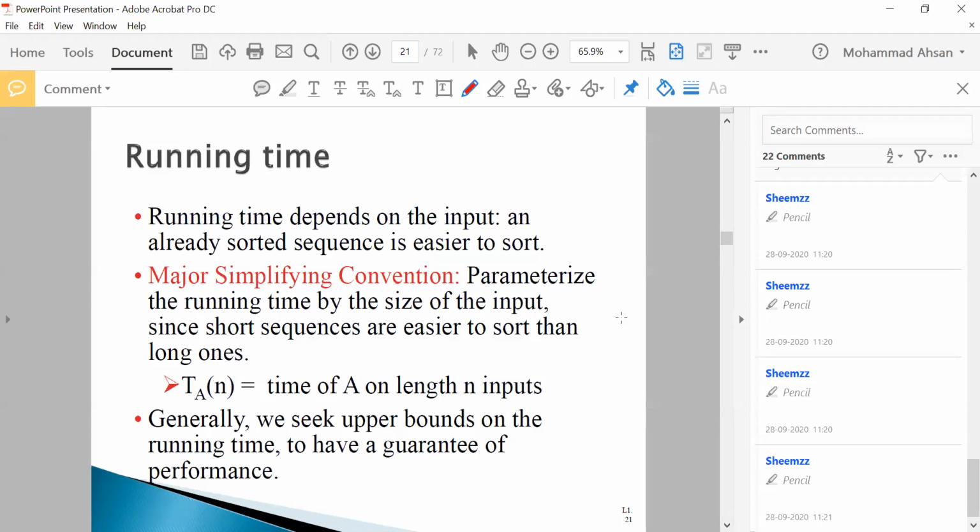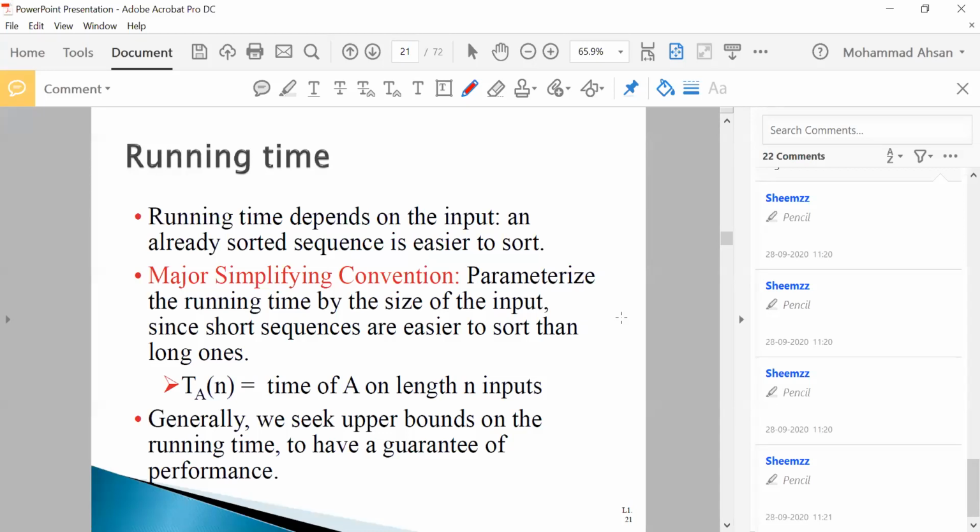So we say our runtime analysis is machine independent. Rather, we base our runtime analysis on the size of the input, because that's going to be uniform across any machine. If I have to sort 100 elements using machine 1, machine 2 also has to sort 100 elements.